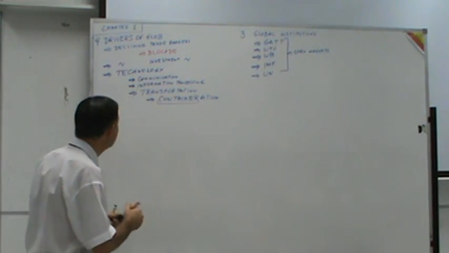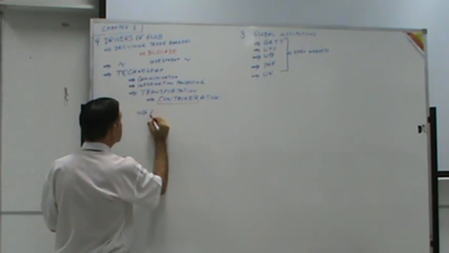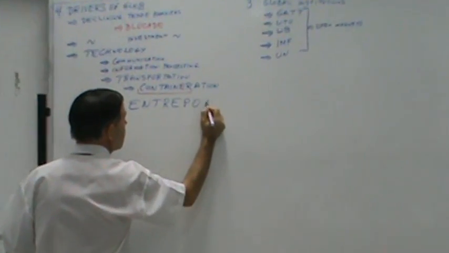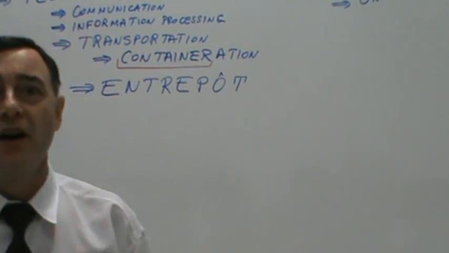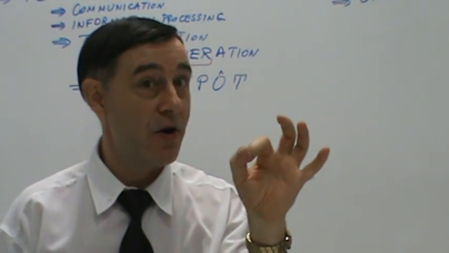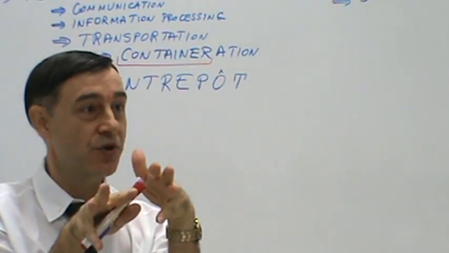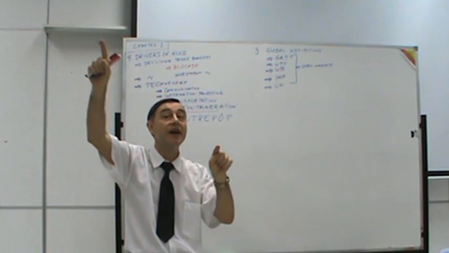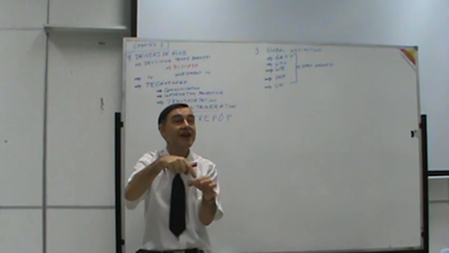Let's discuss this little piece of information, which is important for you to understand. It's called, and use the French word, entrepot. Entrepot is a trading post where a lot of goods get shipped to, and then they get reshuffled, moved to other places, and shipped somewhere else around the world. Okay, so it's like an intermediate spot for transportation.